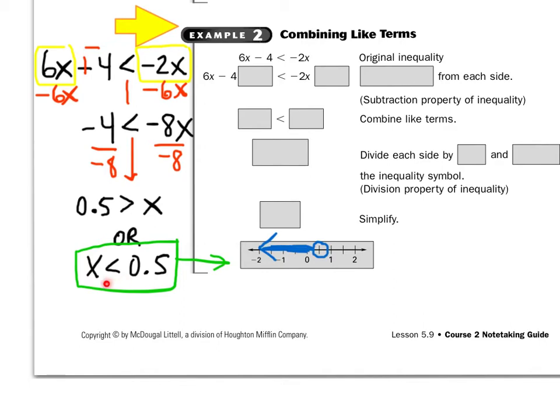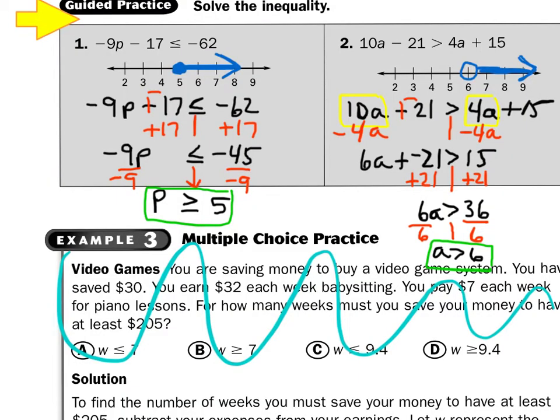Now because it cannot be equal to, I put an open bubble at 0.5, and then I shaded everything to the left, everything smaller. Okay, so let's do the guided practice number 1 together. Negative 9p minus 17 is less than or equal to negative 62.